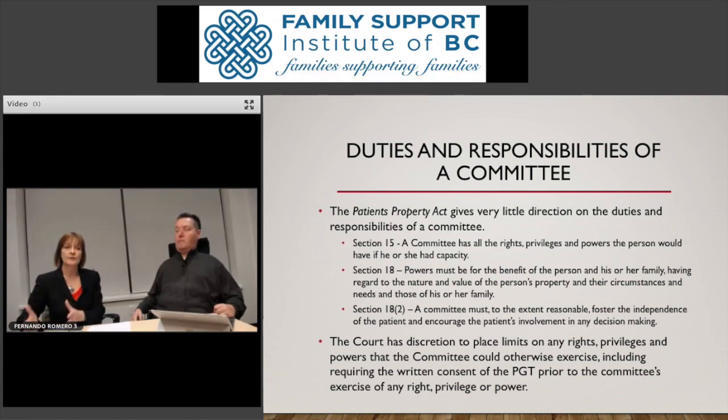So the Public Guardian and Trustee has this ongoing role to provide consent and then also to pass accounts. And that's another requirement of the Patients' Property Act, is that you have to provide your accounts on a timeline as set by the Public Guardian and Trustee, who will review the accounts, set remuneration for the committee, and then give you a certificate of passing, which means that you've managed appropriately. So there's a series of administrative steps that can happen in the course of a committeeship.